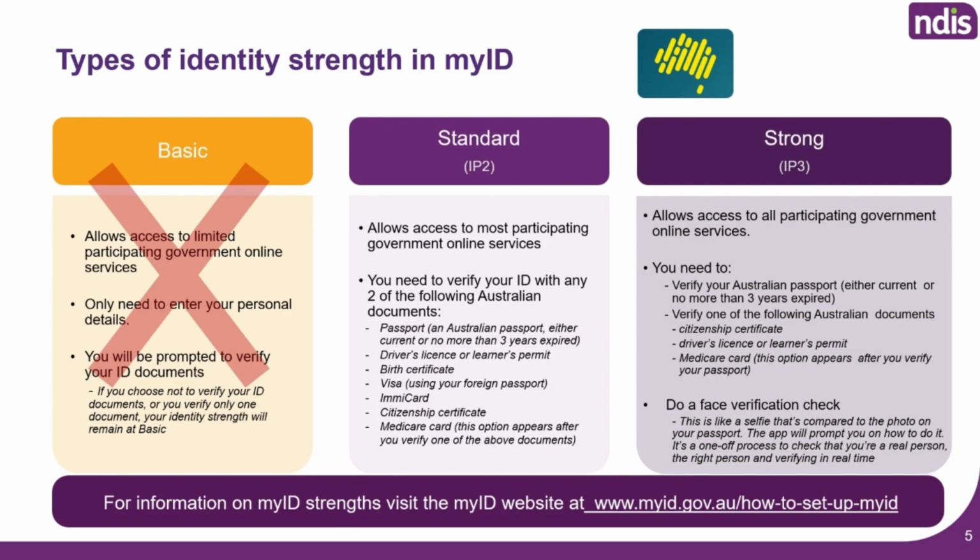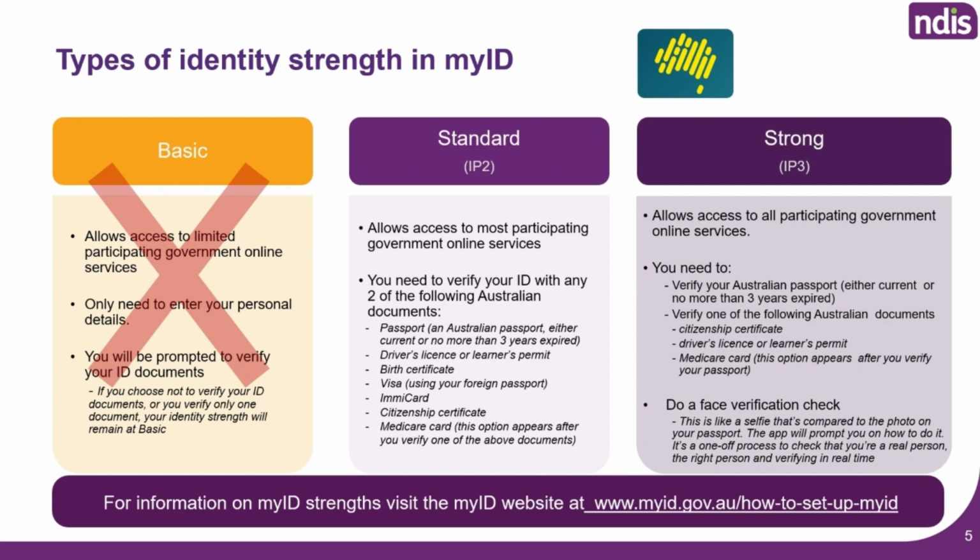The types of identity strengths in myID. There are three levels of identity strength: basic, standard, and strong. After setting up your myID and completing your personal details, you'll begin with the basic identity strength level. To access the NDIS provider portals, the minimum required identity level is standard, which can be obtained using any two of the documents displayed on the screen. For example, a citizenship certificate and a driver's license.